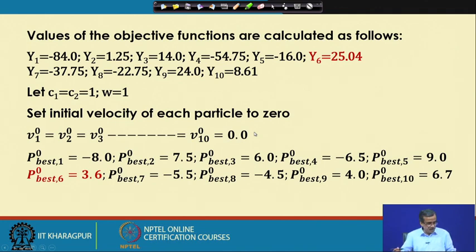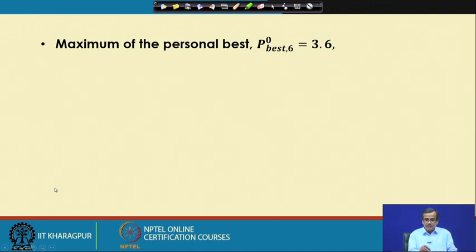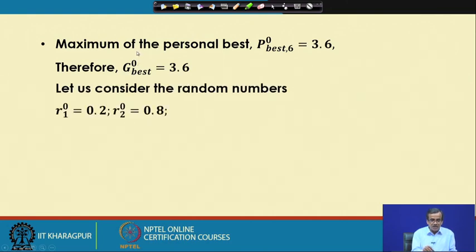So, we have got this particular pbest, and we have got the gbest also. We will declare this as the gbest: the maximum of the personal bests, that is pbest6(0) = 3.6, and that is nothing but the globally best, that is gbest(0), corresponding to the 0th iteration, equal to 3.6.